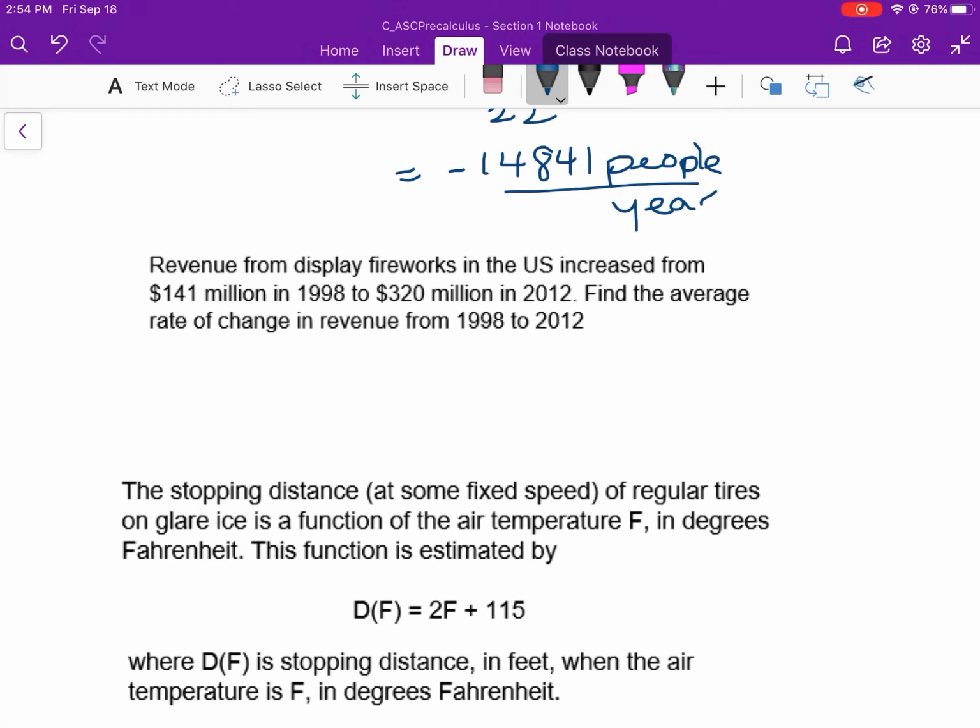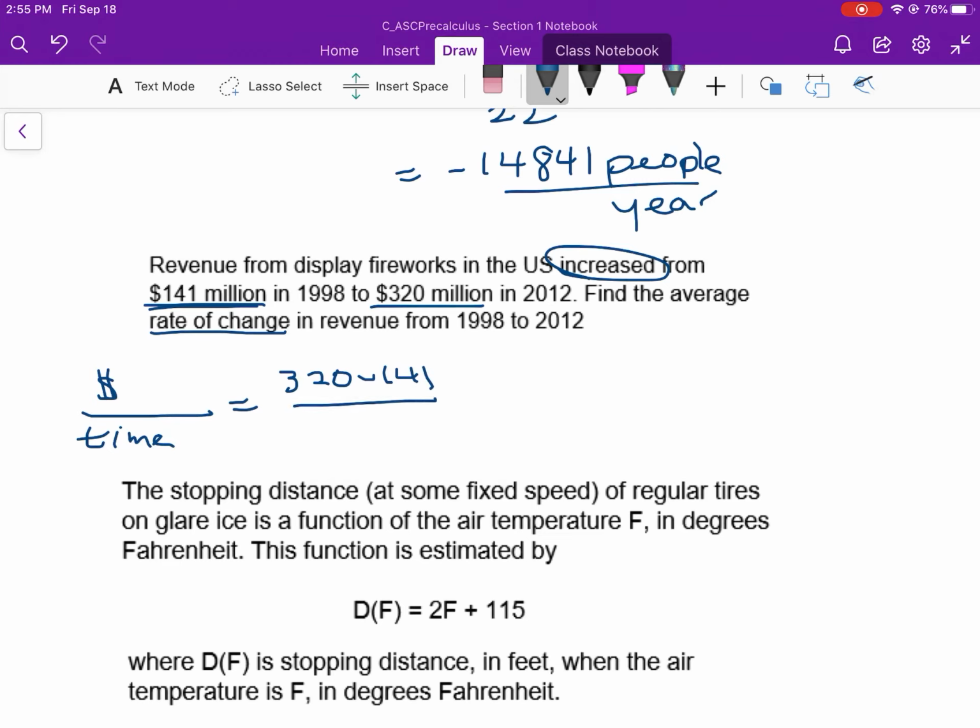Same kind of thing. We're finding the rate of change. So we're going to put time on the bottom. There's not much room here. Put time on the bottom, and we're going to talk about revenue, right? So the money goes on the top for the revenue. So I have an increase from 141 million, so I know it's going to be positive, to 320 million. You don't have to have all those zeros. You can just do 320 minus 141 over 2012 minus 1998.